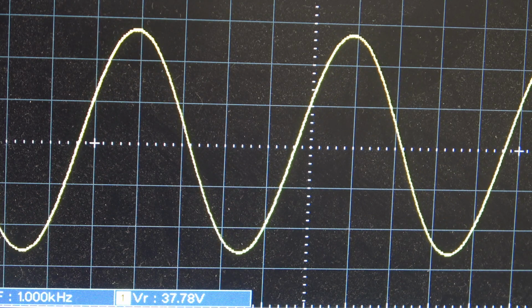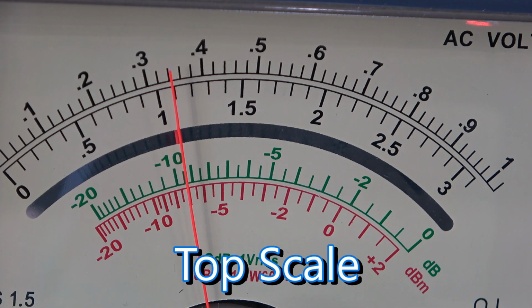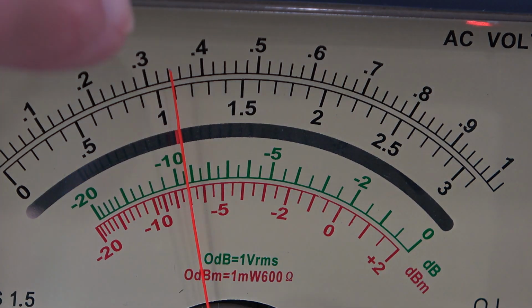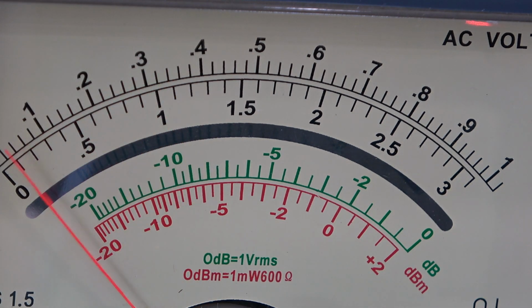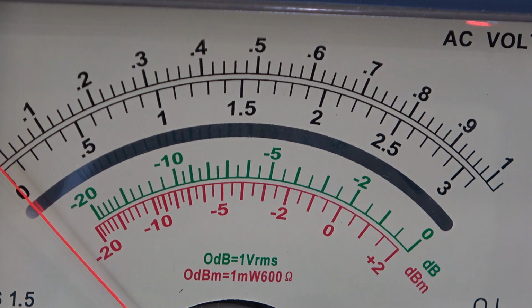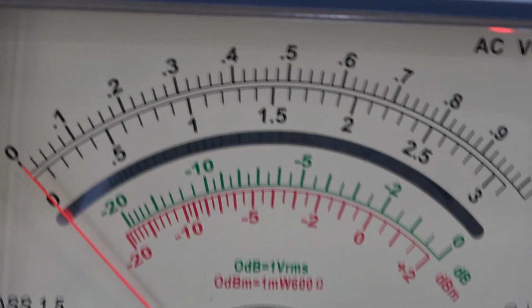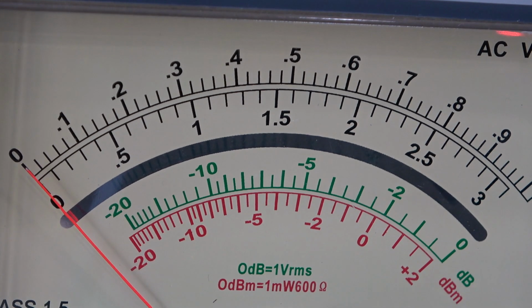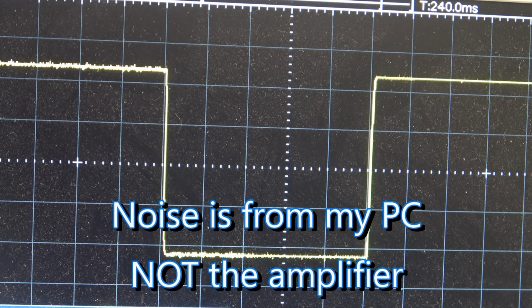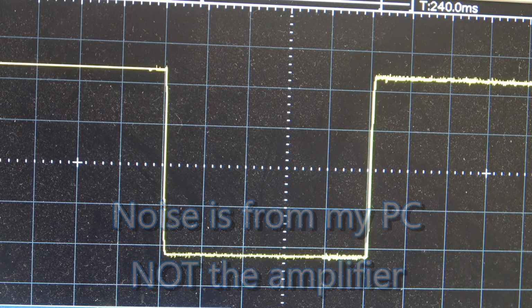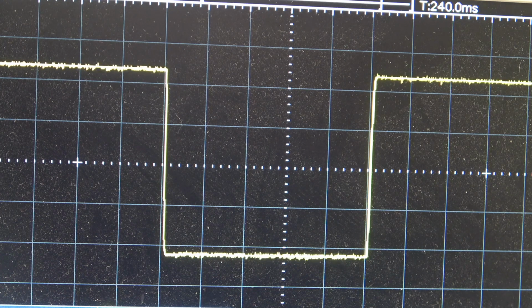I can hear it just below clipping, and we have just over 34 volts, which according to my mathematics is 144 watts into 8 ohms. They do claim 150 watts, but for Chinese watts that's quite close, isn't it? Just to have a look at some square waves, that's 1 kHz at approximately 30 watts as an estimate.